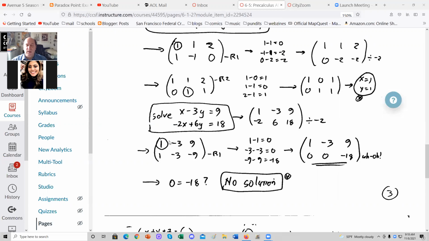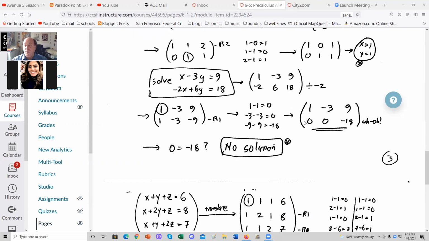We'll clear on this by subtracting row 1 from row 2. So 1 minus 1 is 0. There's a 0. Negative 3 minus negative 3 is a 0. That's a 0. Negative 9 minus 9 is a negative 18. There's a negative 18. Uh-oh. Here's the problem. We've simplified it down to where this row translates back to the equation 0x plus 0y equals negative 18. No solution.